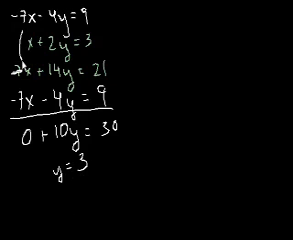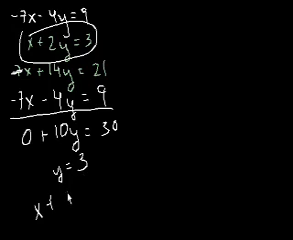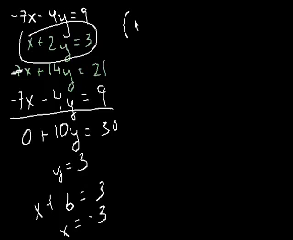And now we just substitute back into either one of these equations. Let's do that one. x plus 2 times y, that's 2 times 3. x plus 6 equals 3. So we get x equals negative 3. That one was super easy. I hope I didn't do it too fast. Well, you can pause it and watch it again if you have to. Okay. So these two lines intersect at the point negative 3, comma 3.